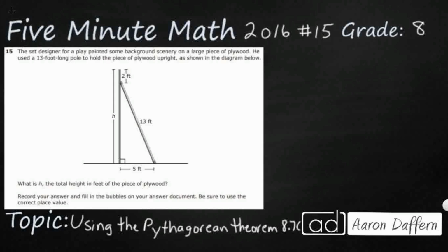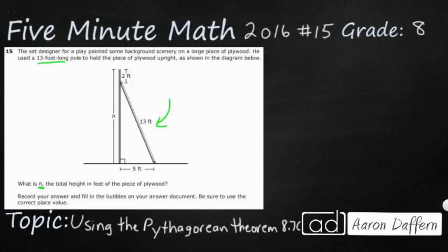So we've got a set designer for a play. We've got some background scenery, a large piece of plywood, and then used a 13-foot long pole to hold a piece of plywood upright right there using this diagram. So we need to find h, the total height of the piece of plywood.